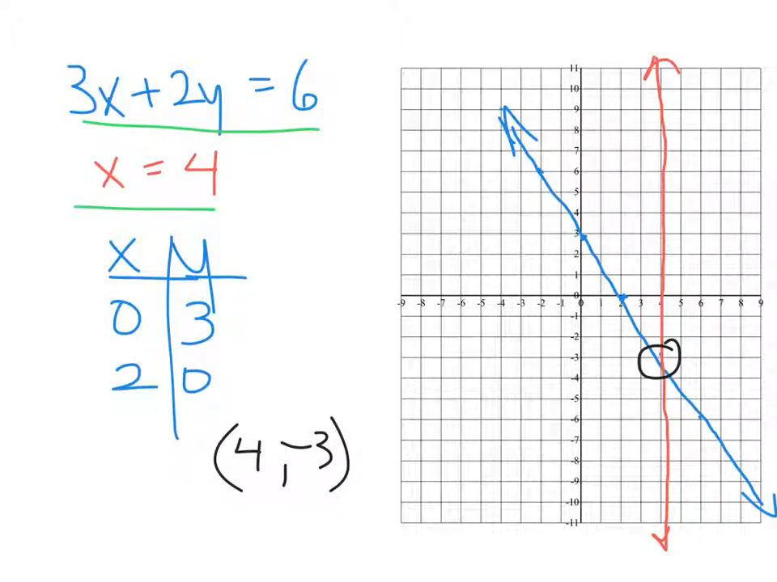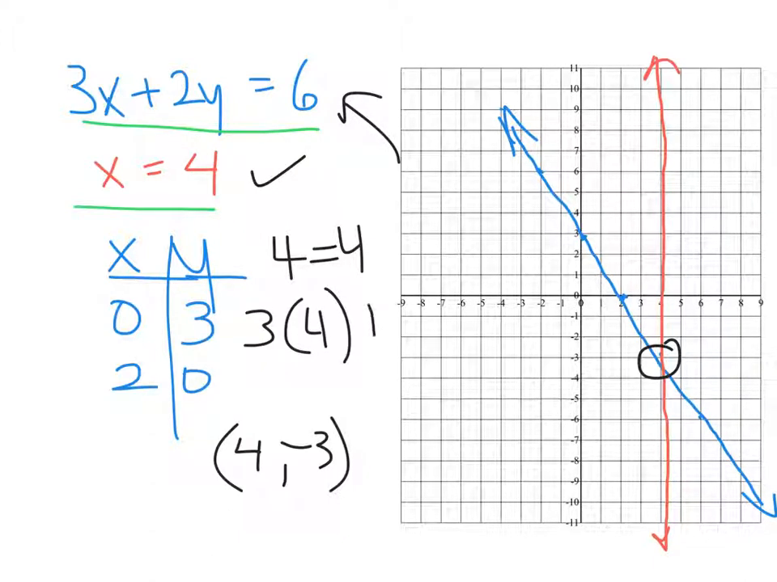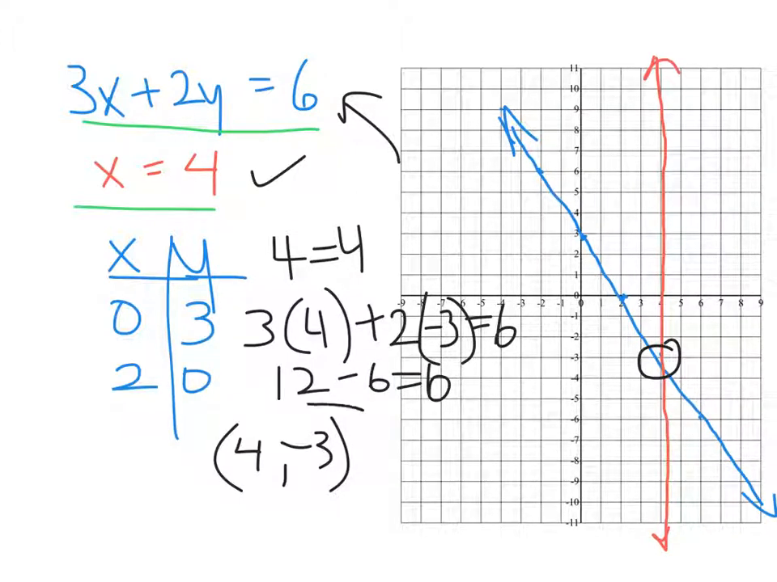Obviously on this first one here it works, because x is just equal to 4 and 4 is equal to 4. So I know it's going to work for that one. Let's try the other one up here. So if I do that, it's going to be 3 times 4 plus 2 times negative 3. Is that equal to 6? Well, this is going to be 12 minus 6, which is equal to 6. So yeah, that's the solution. 4, negative 3 is the answer to both. So it's the answer to the system of linear equations.